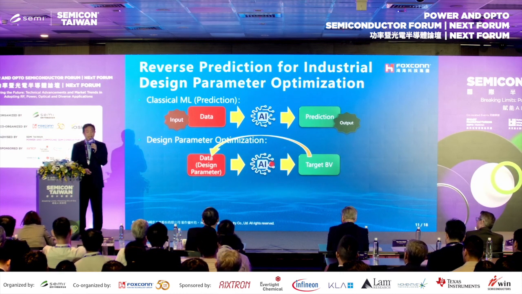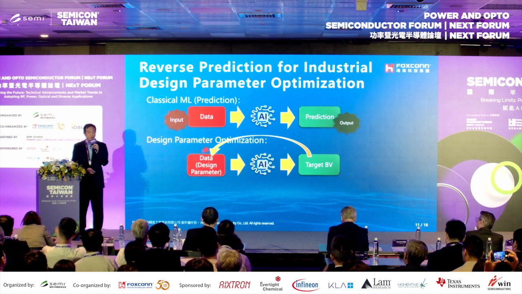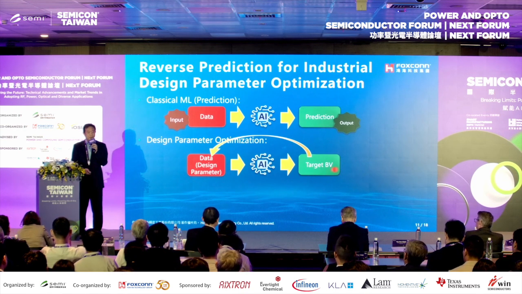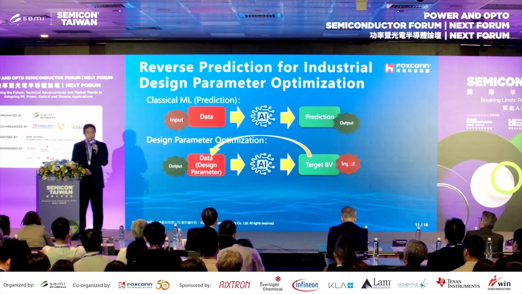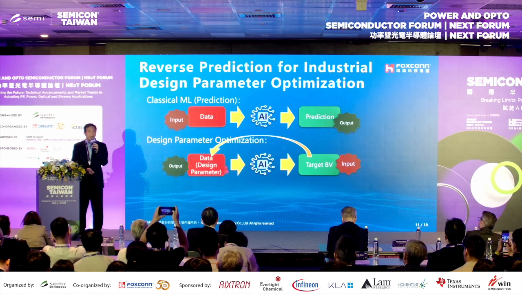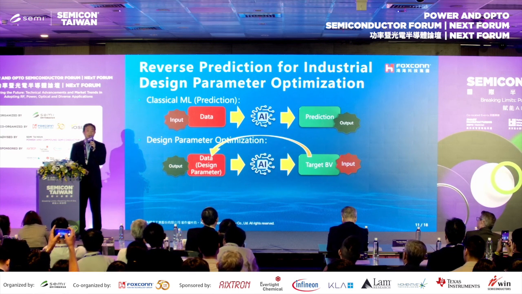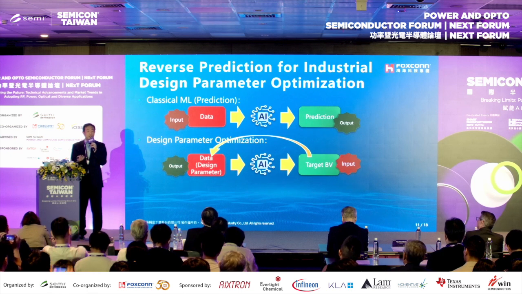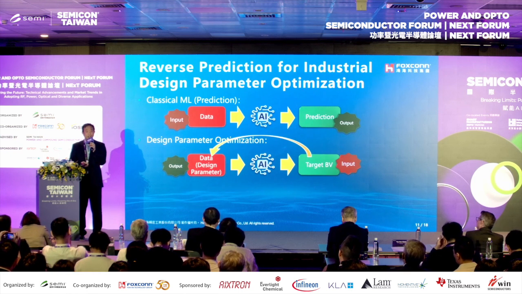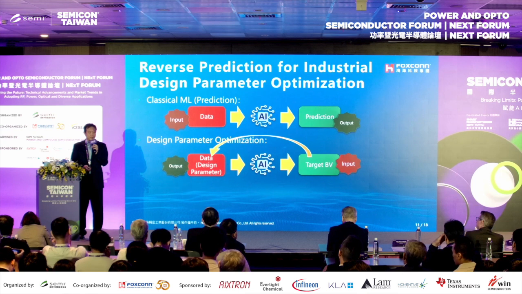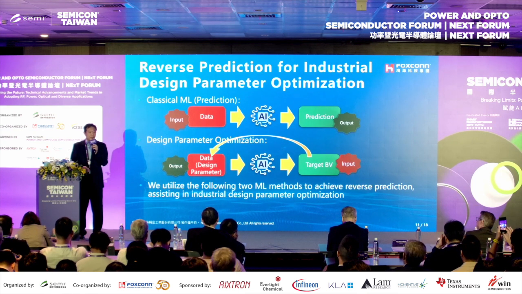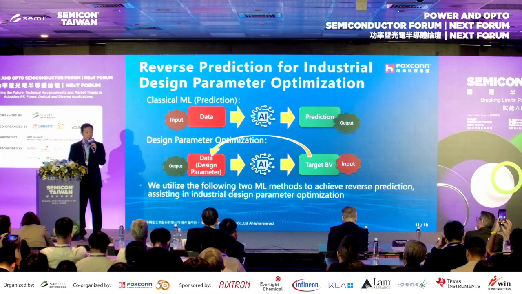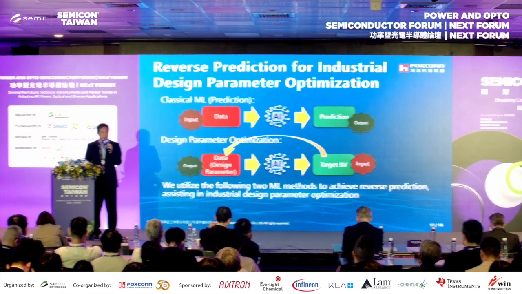So from the AI model perspective, again, the red part is the input and the green part is the output. But from the system perspective, the green part is the input and our output is the red part. So this is quite different from what we learn or what we usually do in classical machine learning. So we call it reverse prediction. So we utilize the following machine learning methods to achieve reverse prediction, assisting in industrial design parameter optimization. These two methods are surrogate model and conditional VAE.